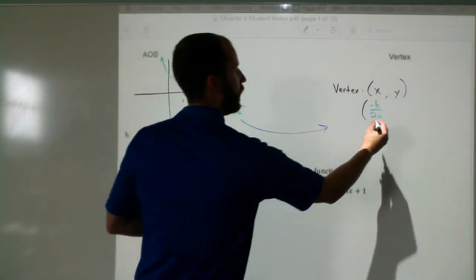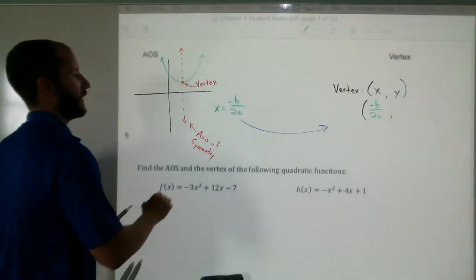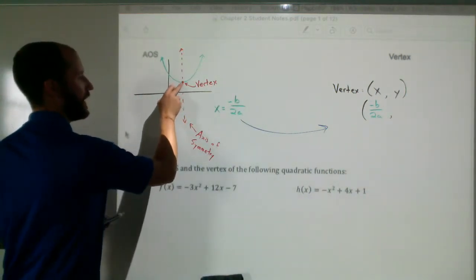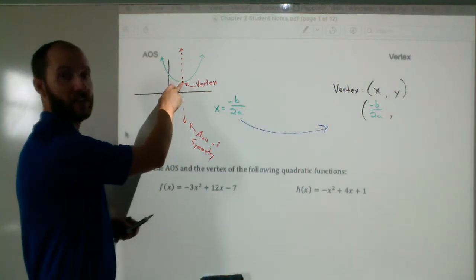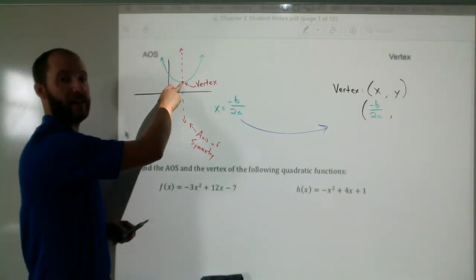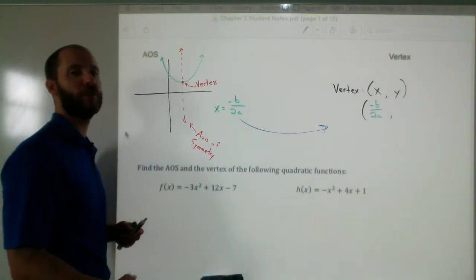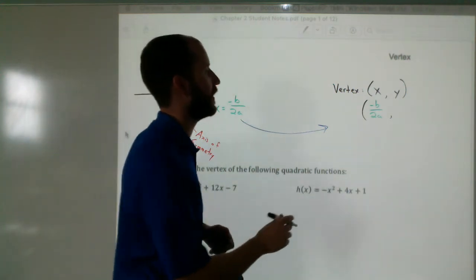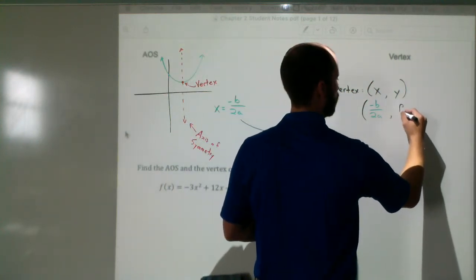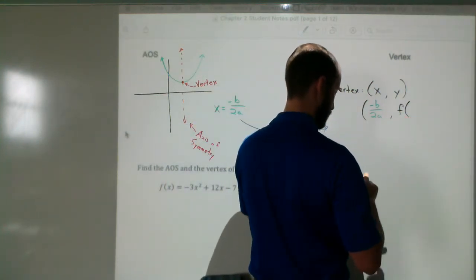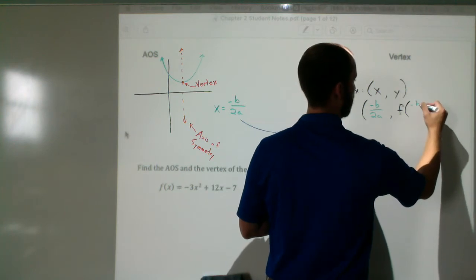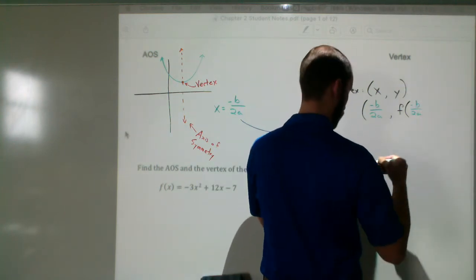Now to get the y-coordinate, the x and y coordinate of the vertex are related to each other. Whatever you plug in for x, you get for y. Well, the x value you plug into the function itself to get your y value. So your y value will be f of negative b over 2a.